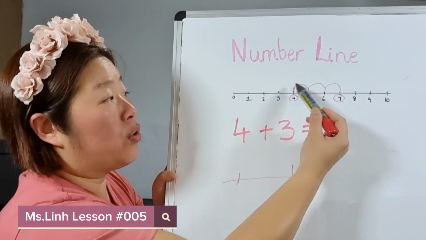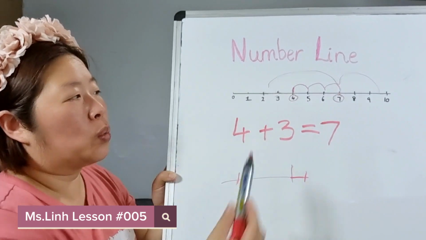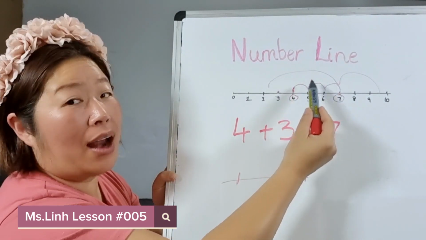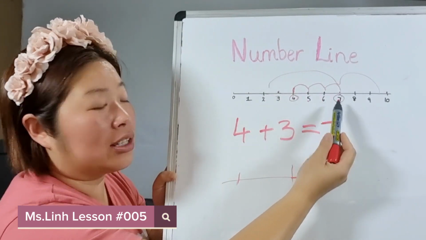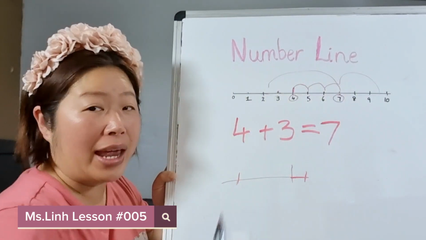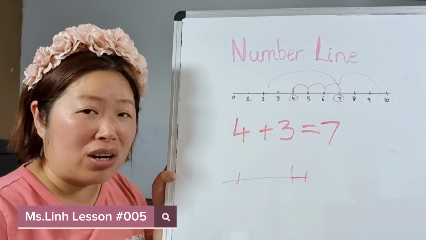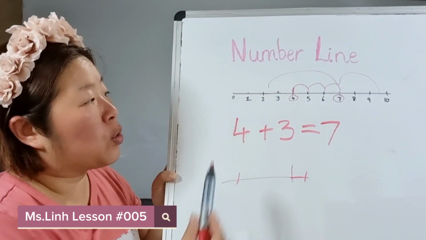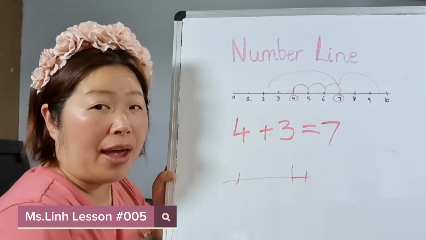Also, when you move, do you go like this? No, we only move one number at a time. One number at a time. We do not jump anywhere we like. If we do that, our answer will not be correct. So we only move one number at a time.